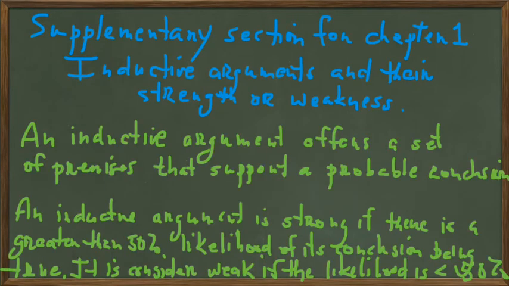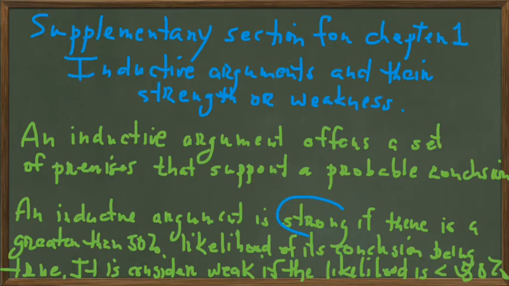As we discussed in the last couple of videos, an inductive argument offers a set of premises that support a probable conclusion. So nothing definitive is stated, only that a conclusion is probable or likely. An inductive argument is said to be strong if there is a greater than 50% likelihood of its being true, and it is considered weak if there is less than 50% likelihood of its being true.